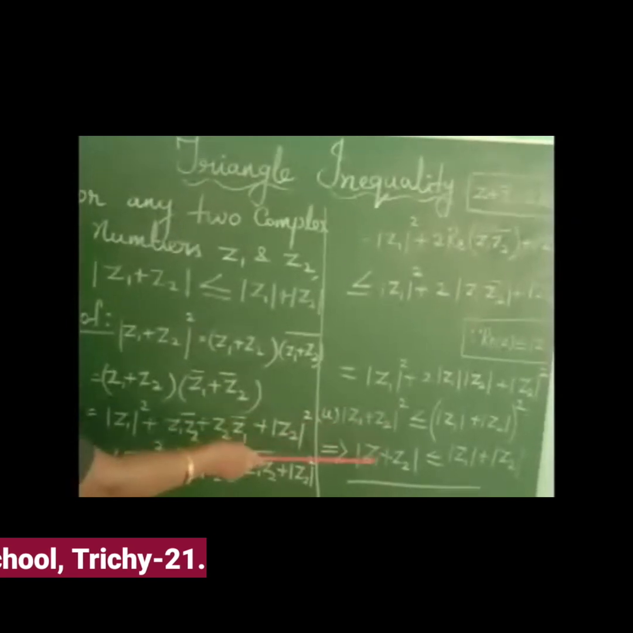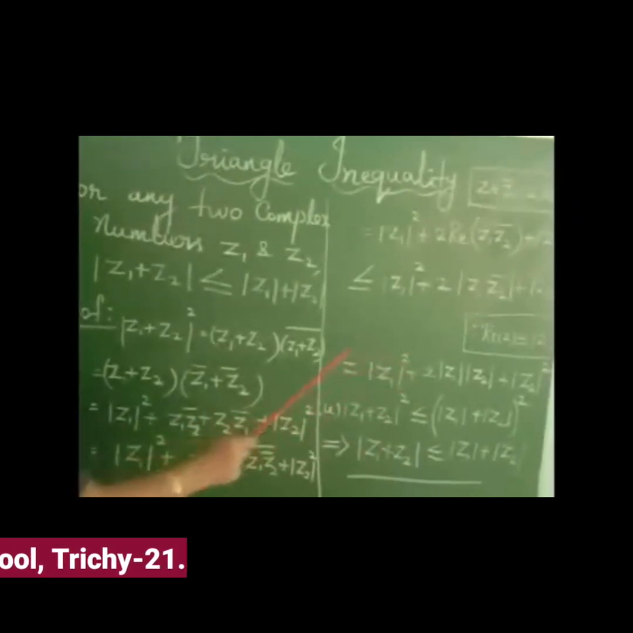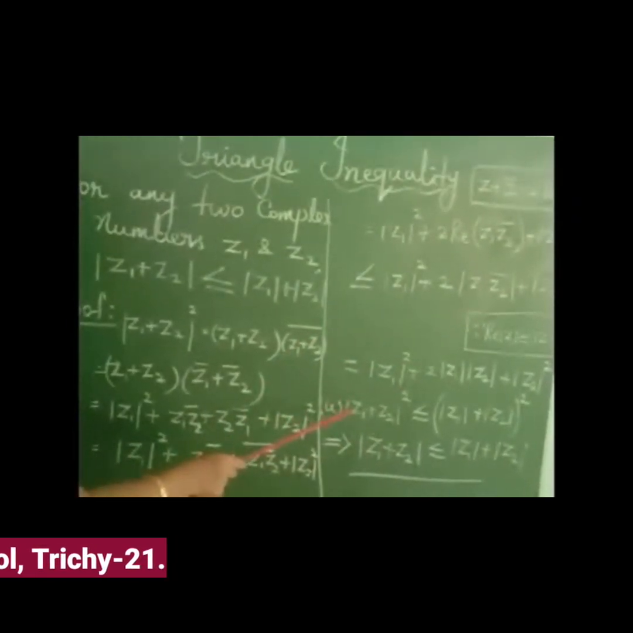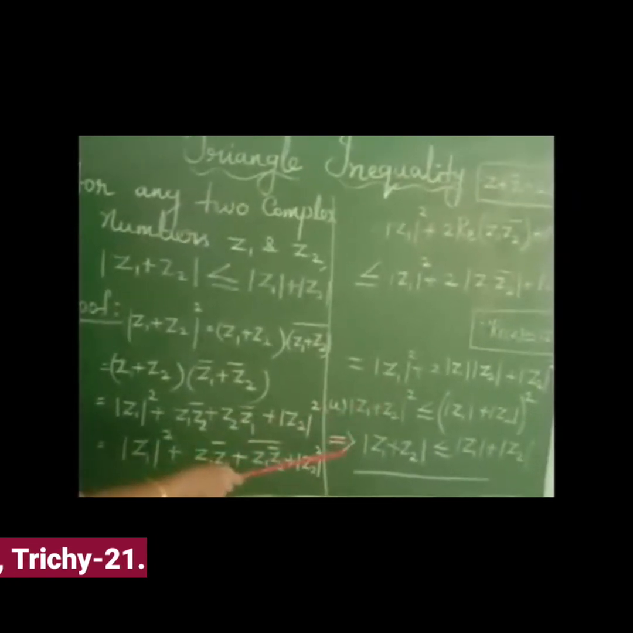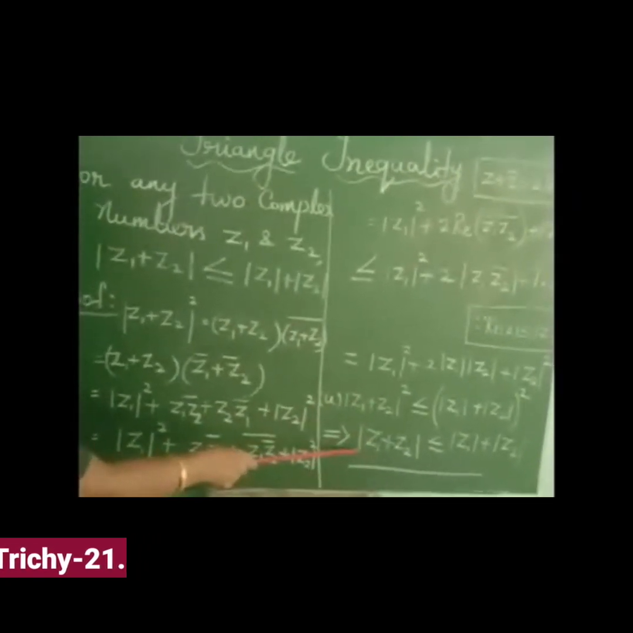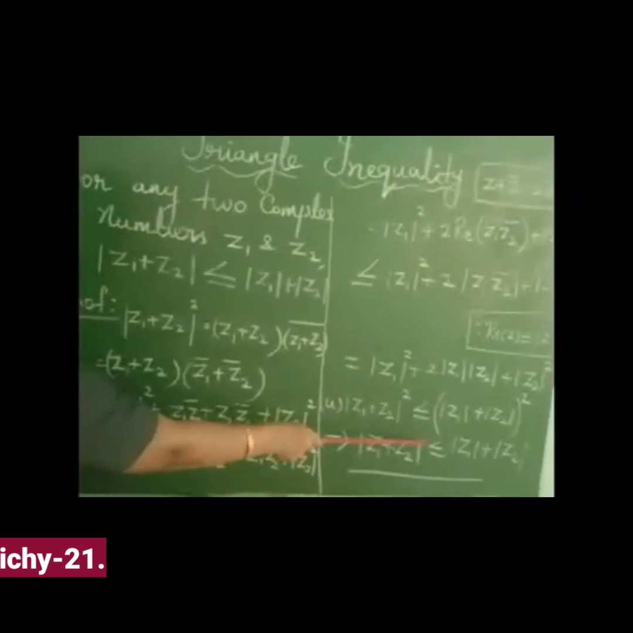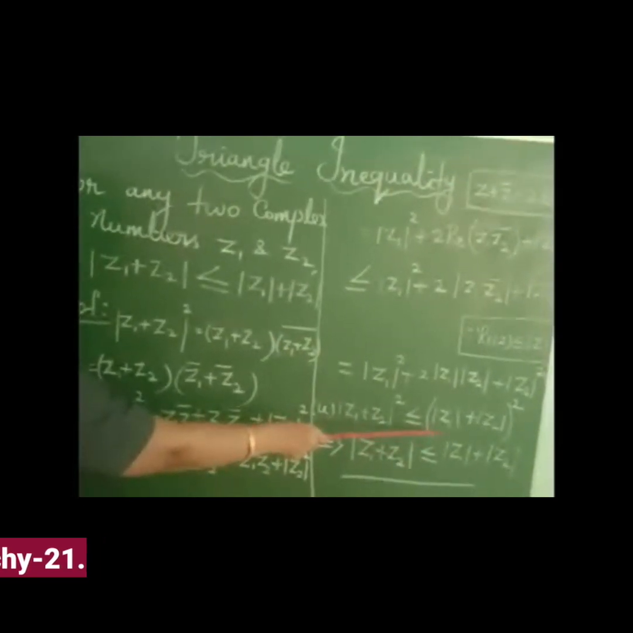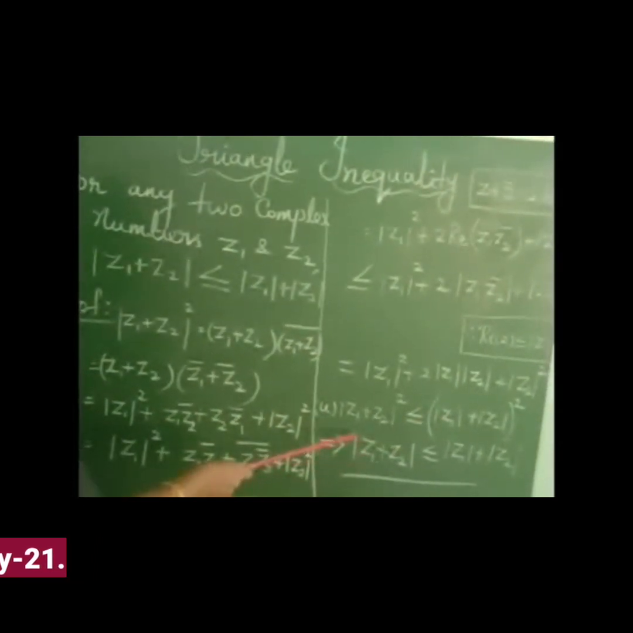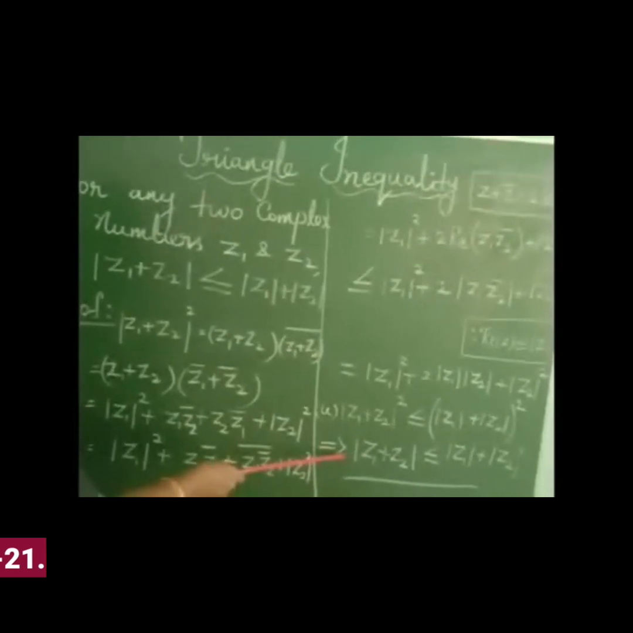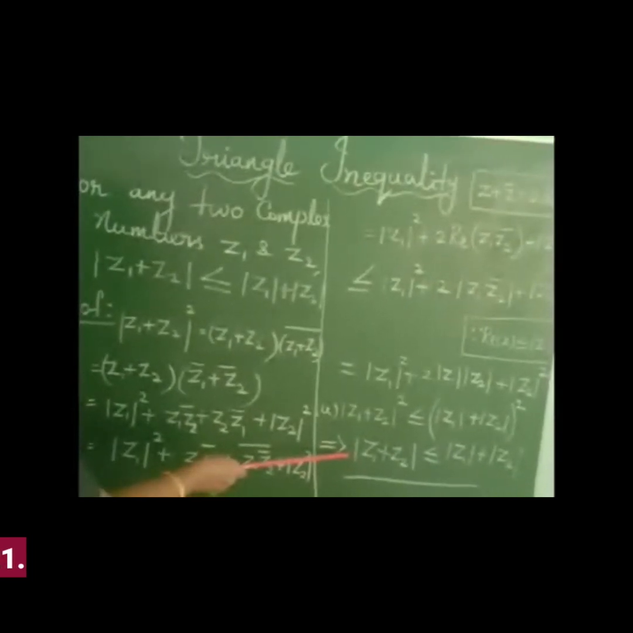Now to get the result, we take square root on both sides. When you take the square root on both sides, we get modulus of z1 plus z2 less than or equal to modulus of z1 plus modulus of z2. This is called the triangle inequality of a complex number.